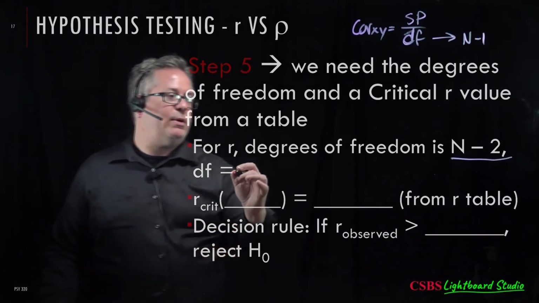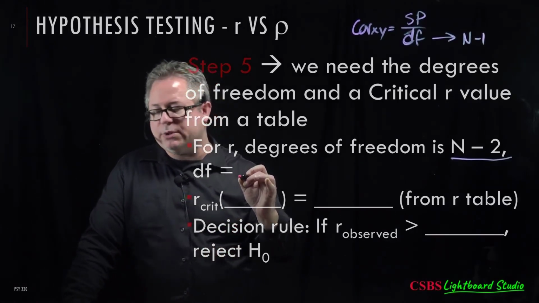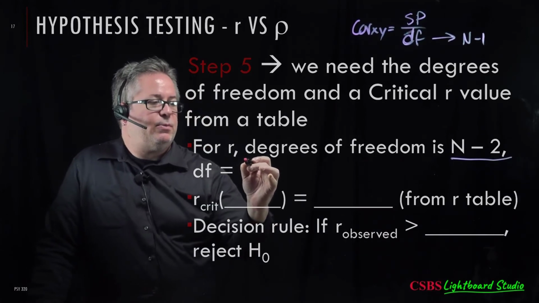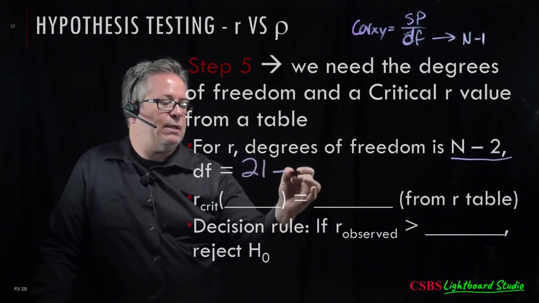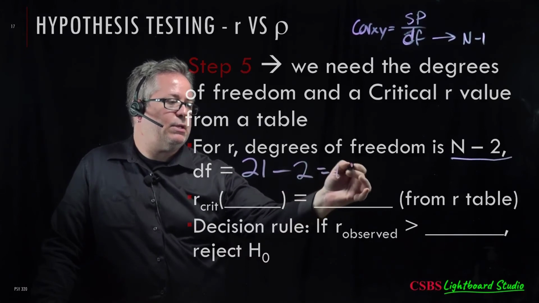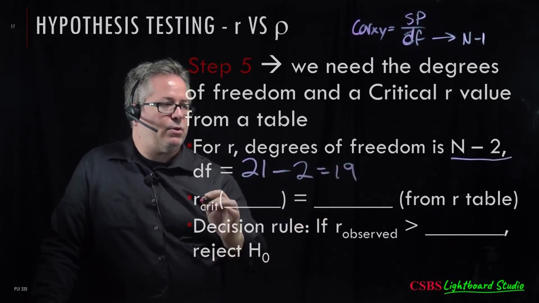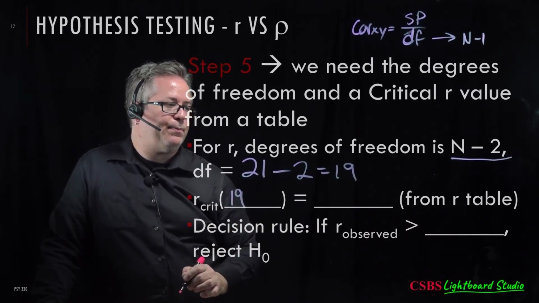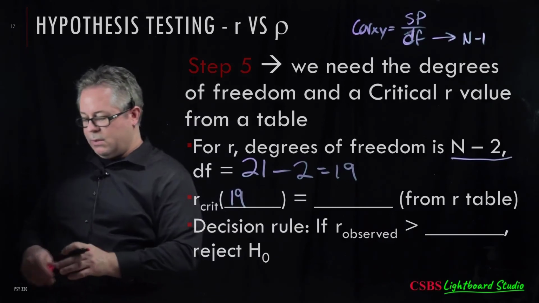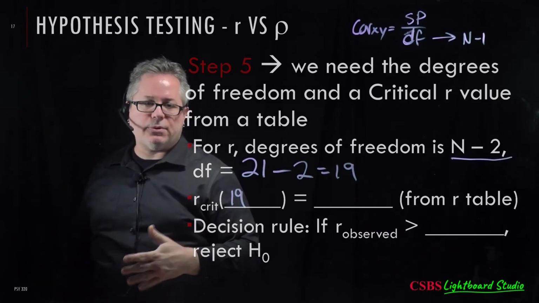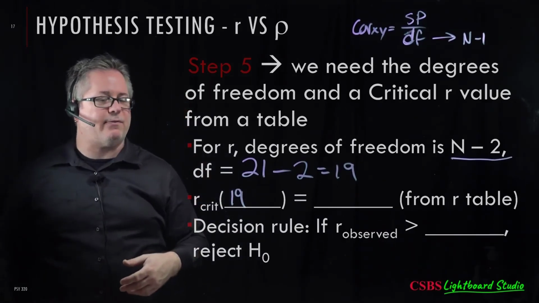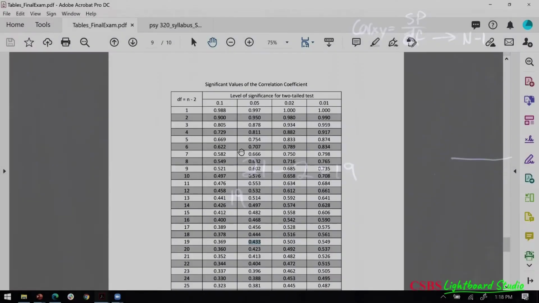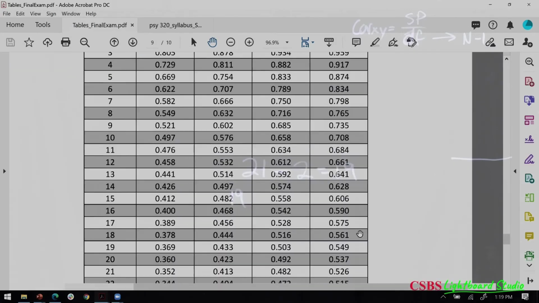So our degrees of freedom here, because we had 21 countries, is 21 minus 2 equals 19 degrees of freedom. So our r critical with 19 degrees of freedom equals what? We look it up on an r table. The r tables are attached to the same list of tables you have on Canvas, so it should be there. It looks like this: the significant values of the correlation coefficient. Notice it does say the degrees of freedom are n minus 2 when you look this up, so it reminds you that that is true.